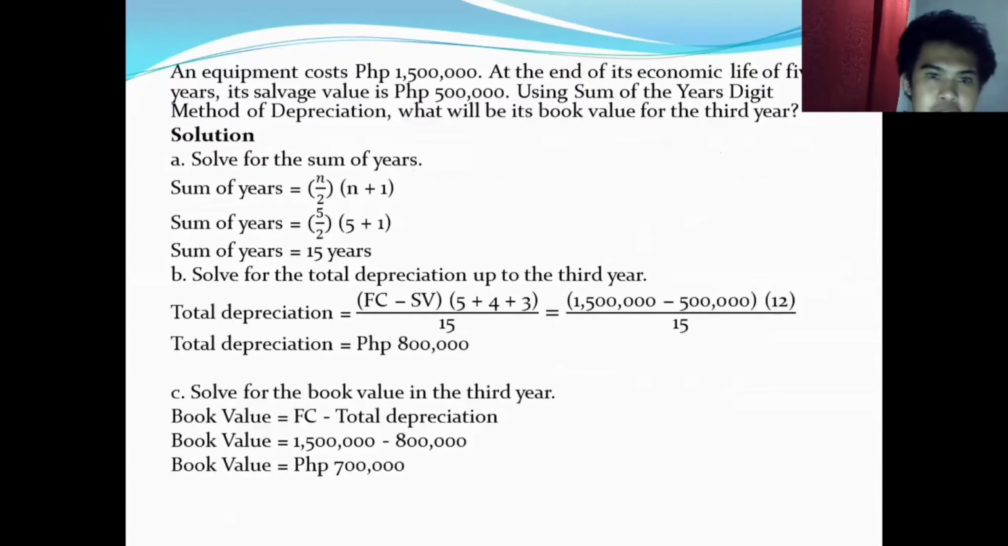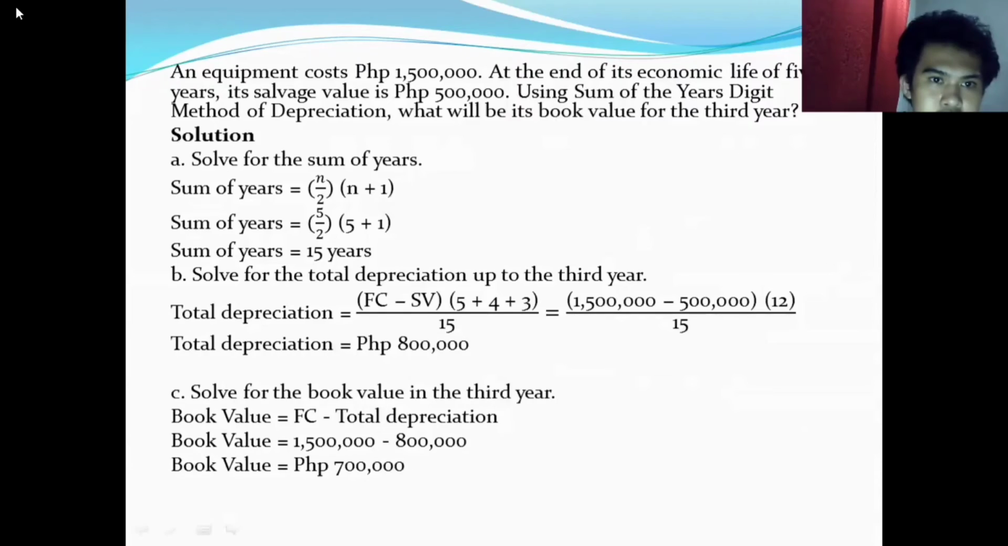Sample problem. So, an equipment costs 1,500,000. So, at the end of its economic life of 5 years, its salvage value is 500,000. Using the sum of the years digit method of depreciation, what will be its book value for the third year?